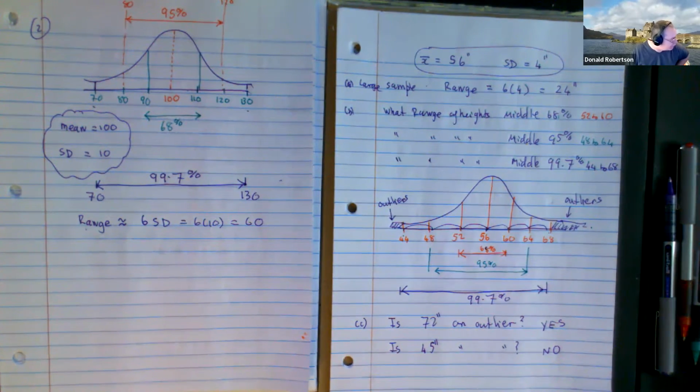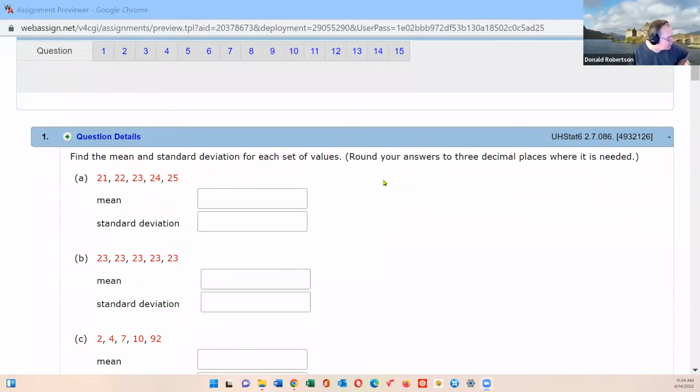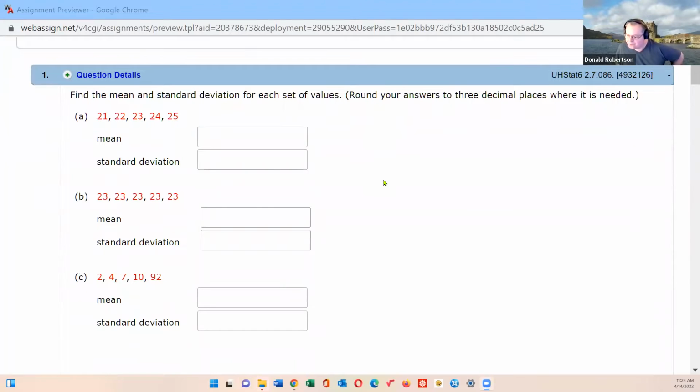Right. I'm going to show you some of the homework because I think it's important to see how WebAssign asks us the same type of things that we've been covering. And I think it's on this page. Are you looking at question 1? Right. Now, there are some questions here where you're going to get the mean and standard deviation of quite small numbers. You see them? There's only like 5 numbers in each.